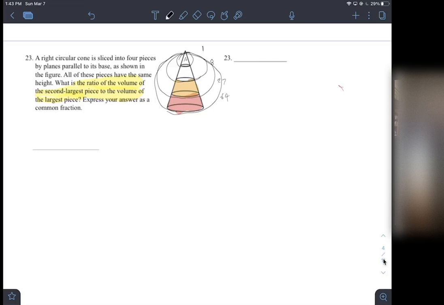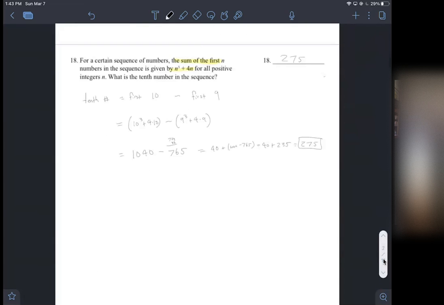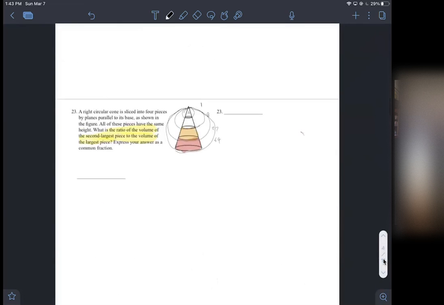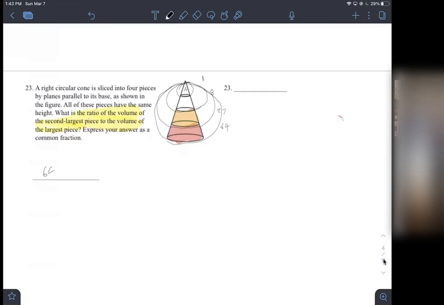So very similarly to problem 18, you find the volume of the red part. It's 64, which is the top 4 pieces, minus the top 3 pieces. And so that's 64 minus 27. And the volume of the orange part is the first 3 minus the first 2. And so that's the ratio of the 2 volumes. And then you just simplify this out.